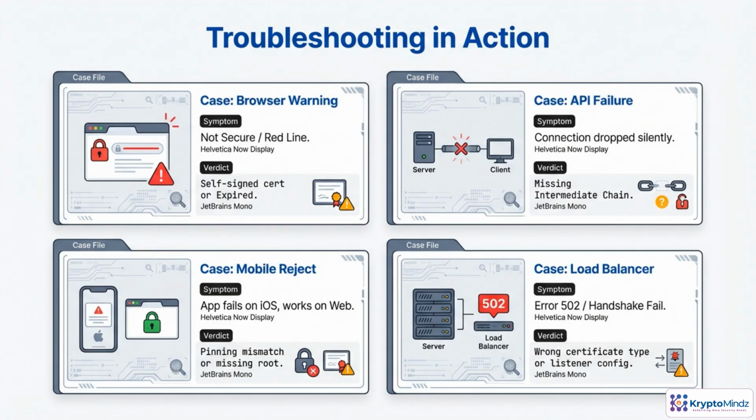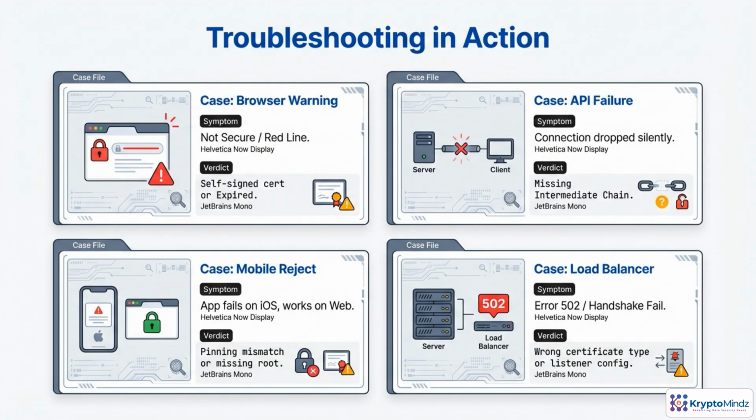Let's walk through some troubleshooting patterns and connect them to the PKI concepts you've learned. When a browser says not secure or shows a red line, it usually means the certificate either isn't signed by a trusted CA or it has expired. Your mental checklist should start with: who issued this certificate? Does the chain reach a trusted root? And is the validity period still current?